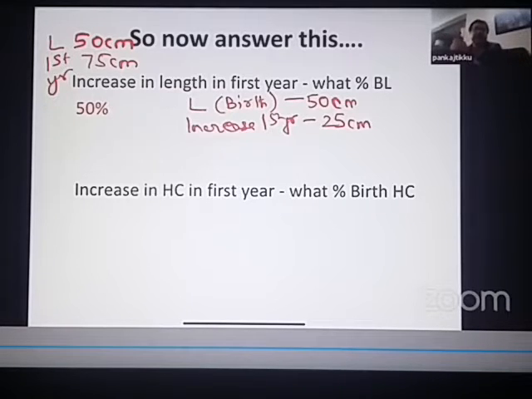Now answer the second question. Now we have changed the length to head circumference. Increase in head circumference in the first year is what percentage of the head circumference at birth? So what was the head circumference at birth? If you remember, I told you it is 35 centimeters. And how much increase occurs in the first year? Last slide we did. How much increase in head circumference occurs in the first year? It was 12 centimeters.